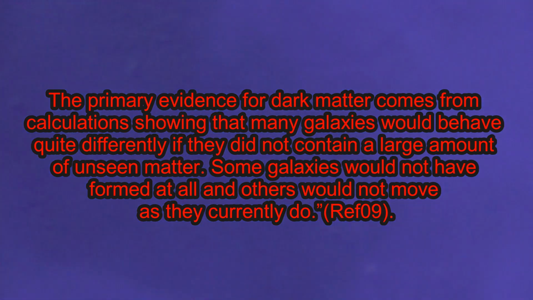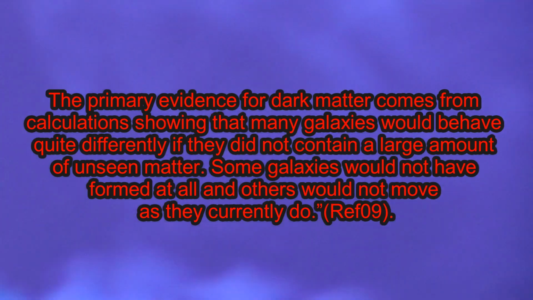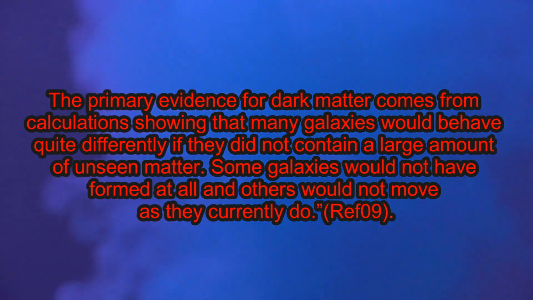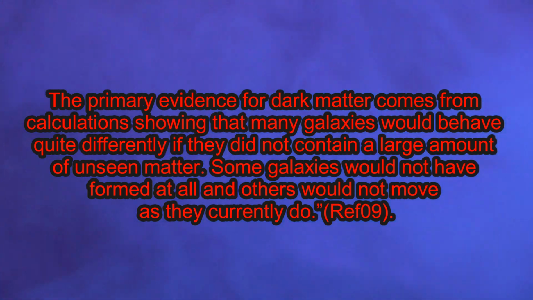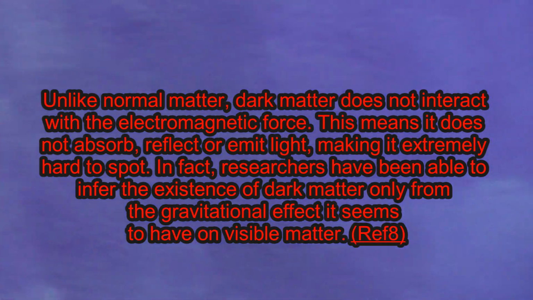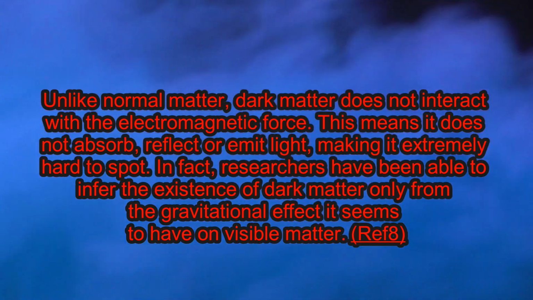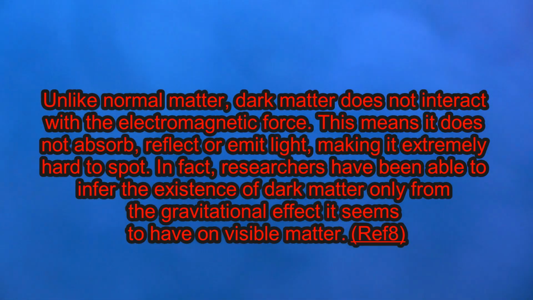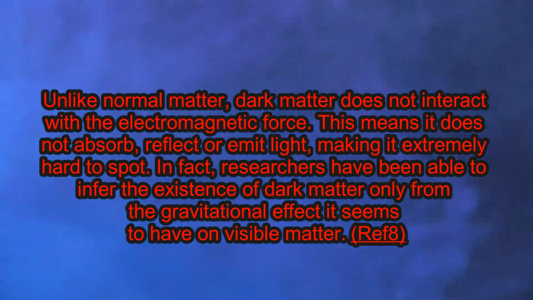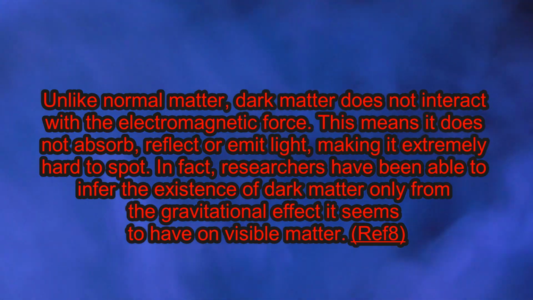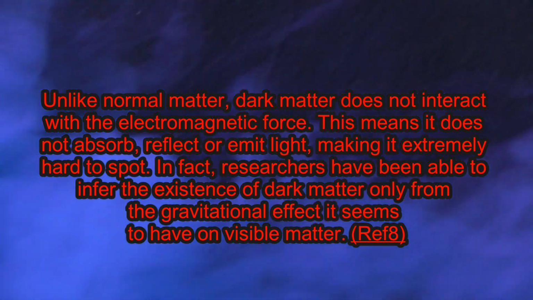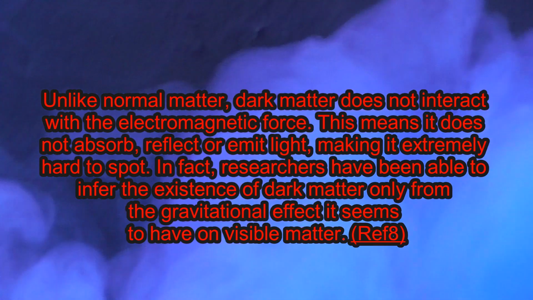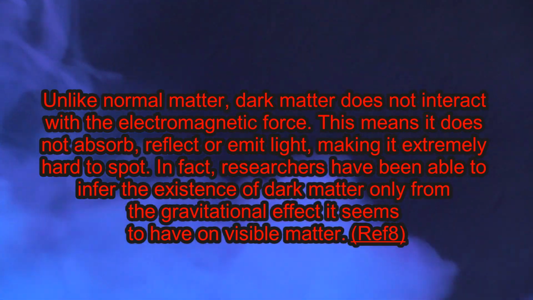The primary evidence for dark matter comes from calculations showing that many galaxies would behave quite differently if they didn't contain a large amount of unseen matter. Some galaxies would not have formed at all and others would not move as they currently do. Unlike normal matter, dark matter doesn't interact with the electromagnetic force. This means it doesn't absorb, reflect, or emit light, making it extremely hard to spot. In fact, researchers have been able to infer the existence of dark matter only from the gravitational effect it seems to have on visible matter.